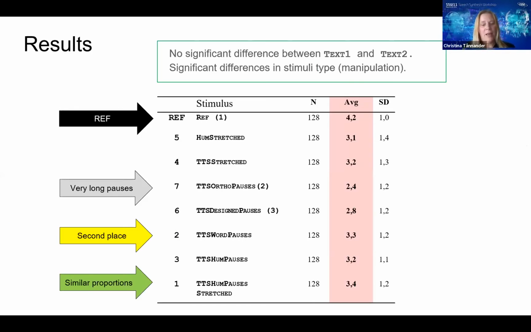Some results. There was no significant difference between text 1 and text 2, and this means that we could combine the 2 texts in a further analysis. It showed that there were significant differences between stimulus types, the different types of manipulations. I could also mention that there were significant differences between the reference stimulus and all other stimuli. So we see that our reference utterance got the highest score. If we allow ourselves to convert the very well to very poorly scale to numbers, it got the score of 4.2. And we can listen to this utterance.